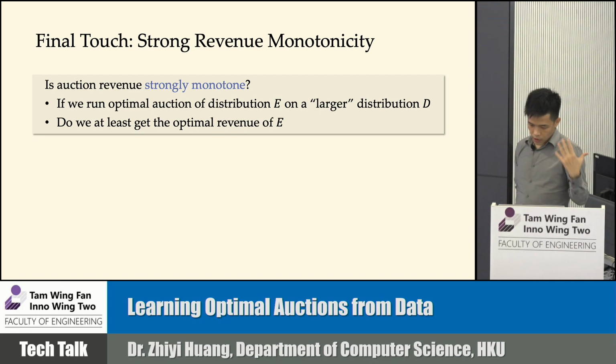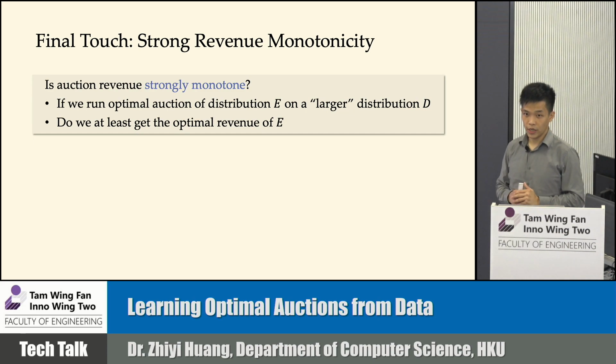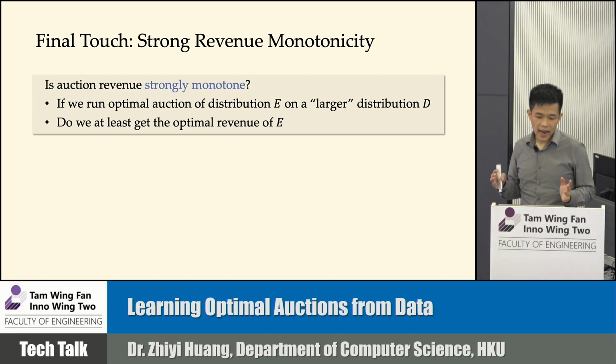Now, if you try to formulate this into some kind of theorem that you want to investigate in a broader context, then that is basically asking, is auction revenue strongly monotone, in the sense that if I run the optimal auction of some distribution E on a quote-unquote larger distribution in some sense, is it the case that I get at least the optimal revenue with respect to the smaller distribution E? Because if I run it on E, I get that optimal revenue. Now that I run it on a larger distribution, maybe I can expect at least as much.